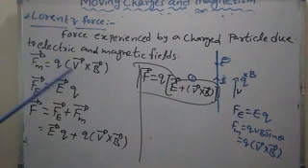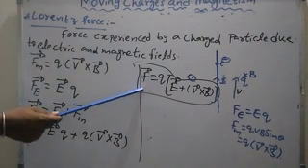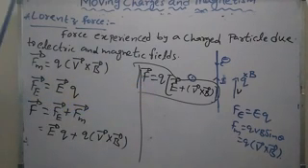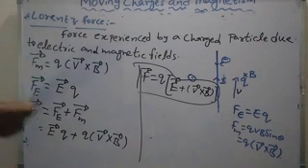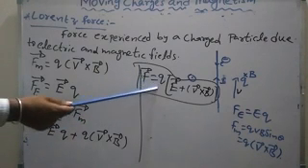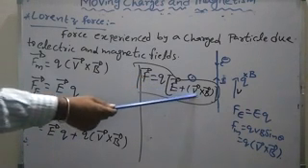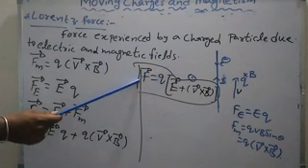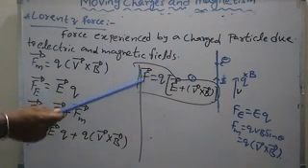Very, very important, students, from a board examination point of view also. For 2 marks they will ask: write the expression for the Lorentz force when a charged particle is moving in a uniform magnetic field, and explain the terms. You can write F bar is equal to Q into E bar plus V bar cross B bar. F bar is the total force experienced by the charged particle.